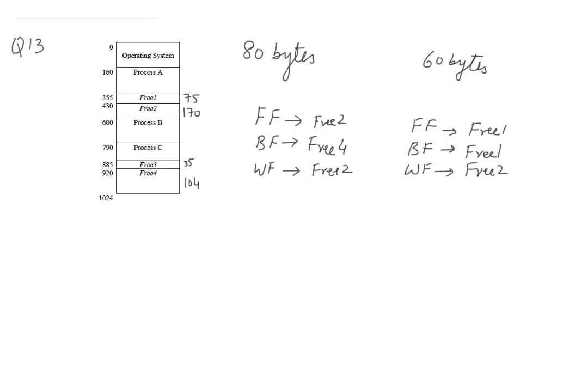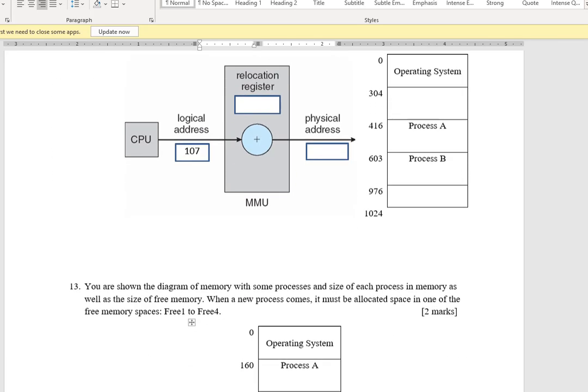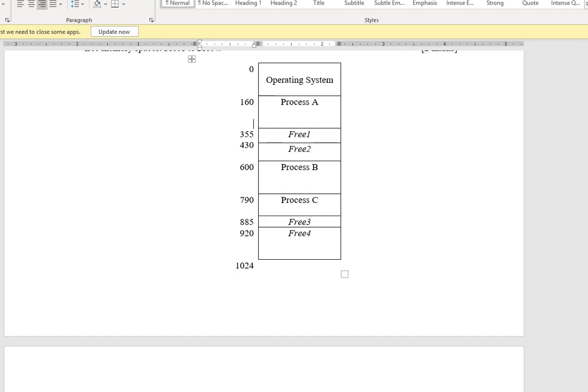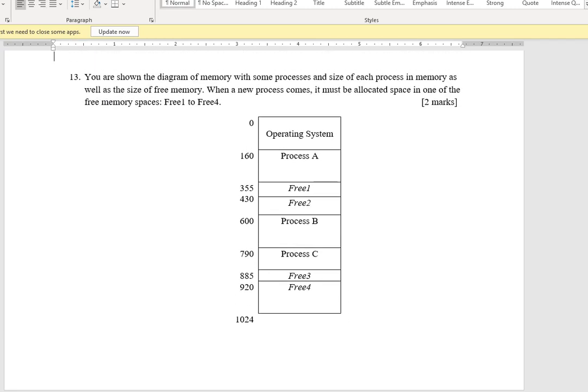Next, we go to question number 13. You are shown the diagram of memory with some processes and the size of each process in memory, as well as the size of free memory.